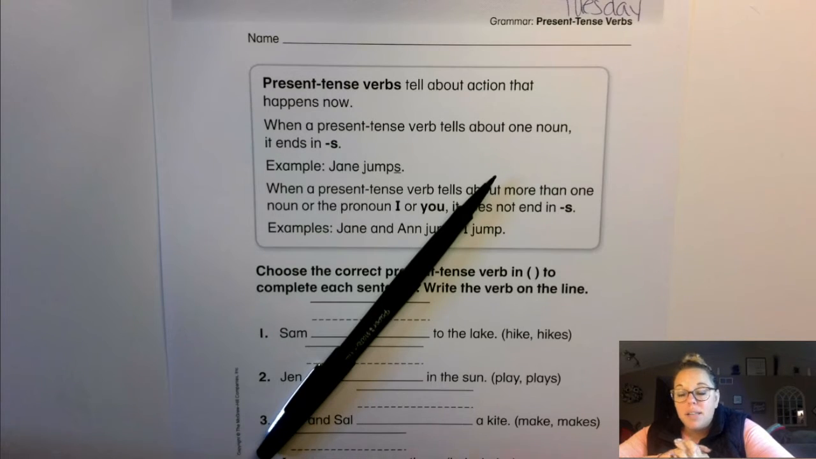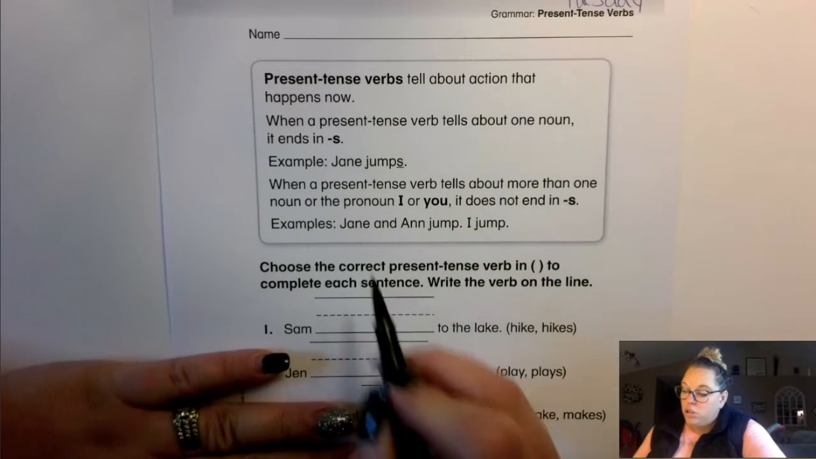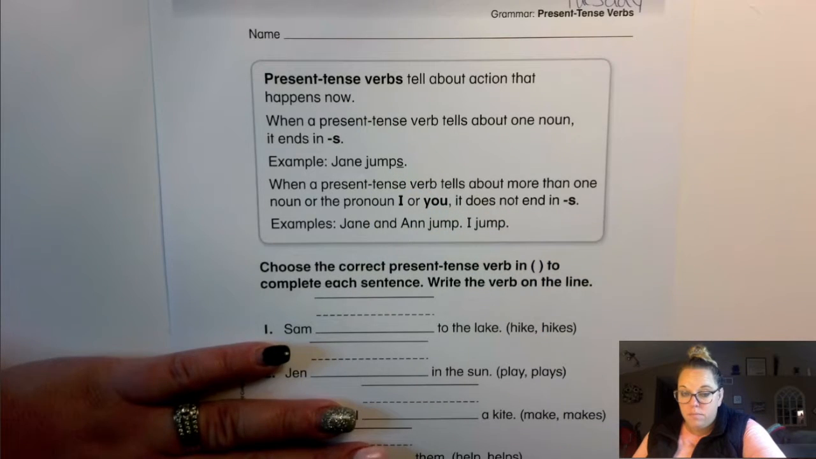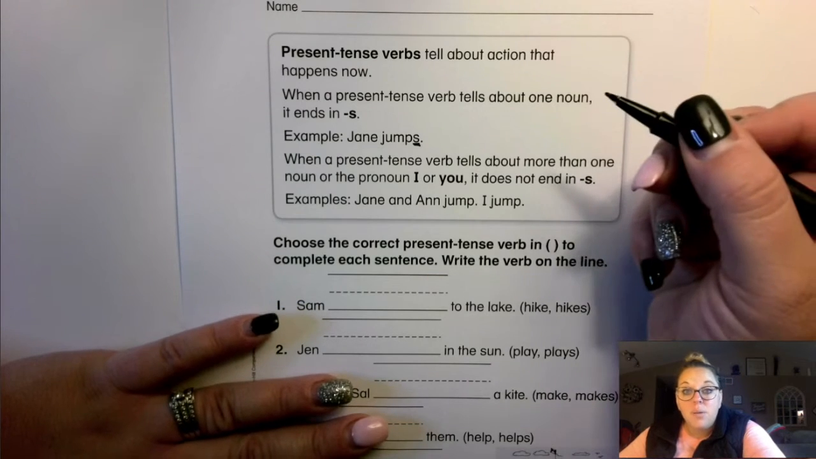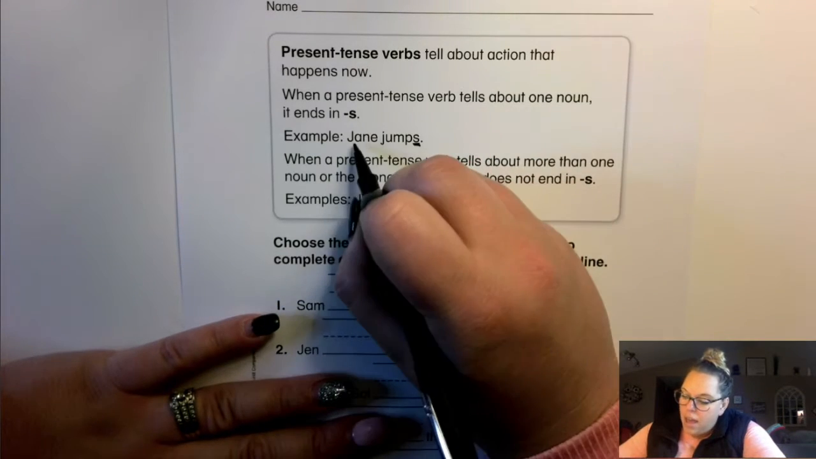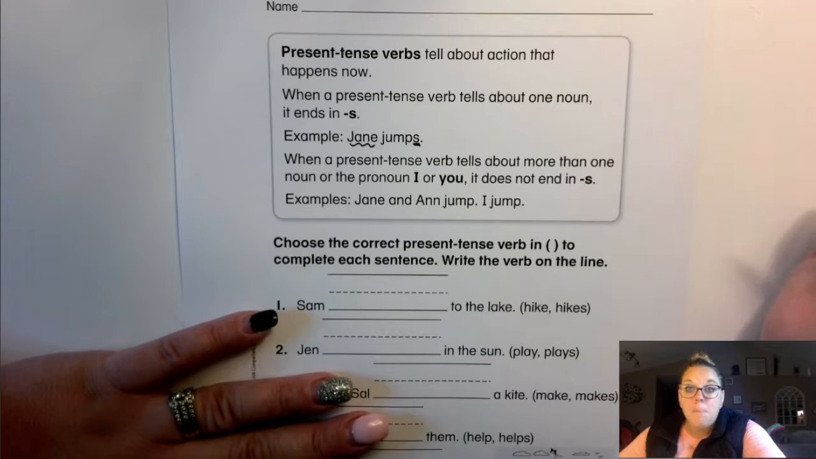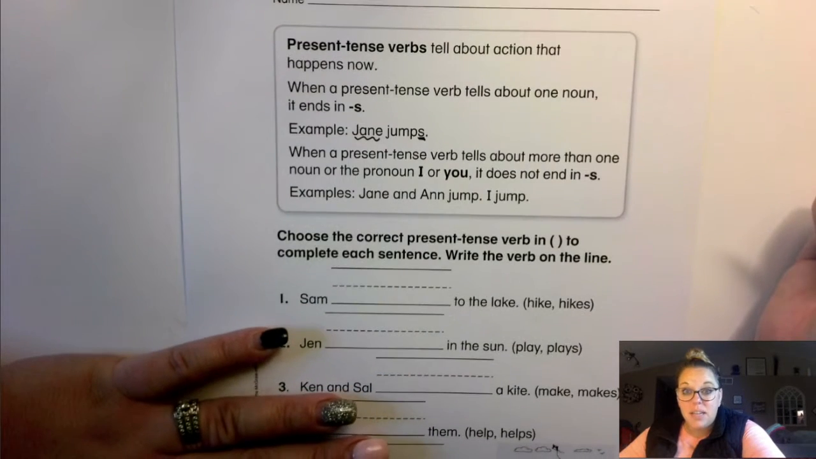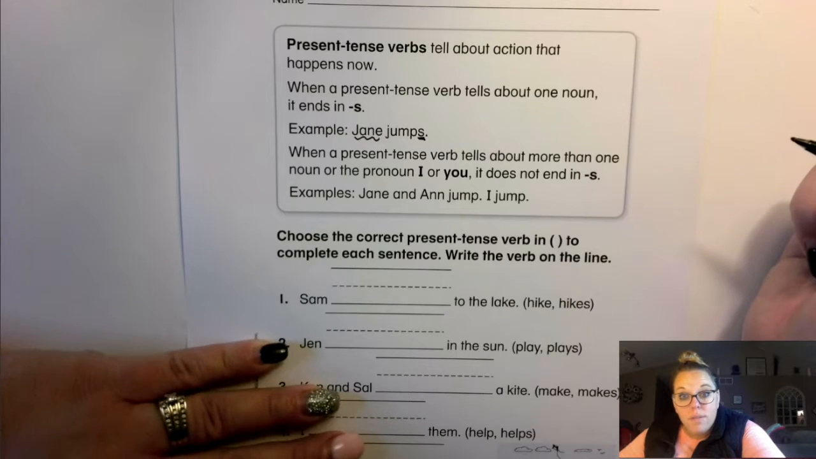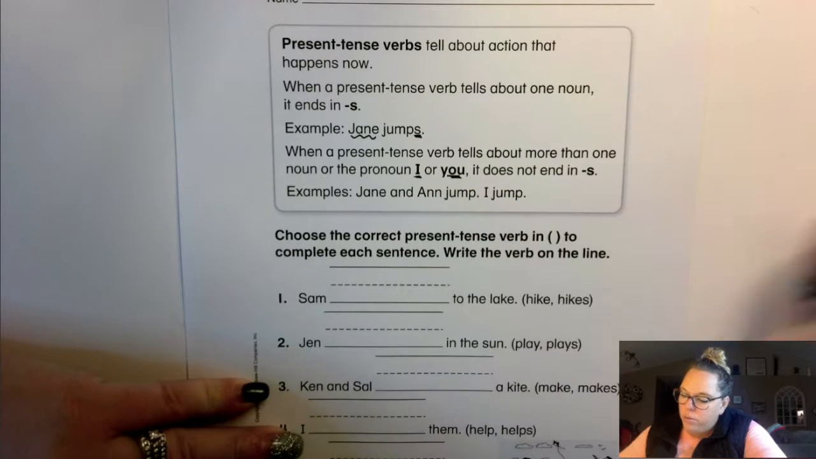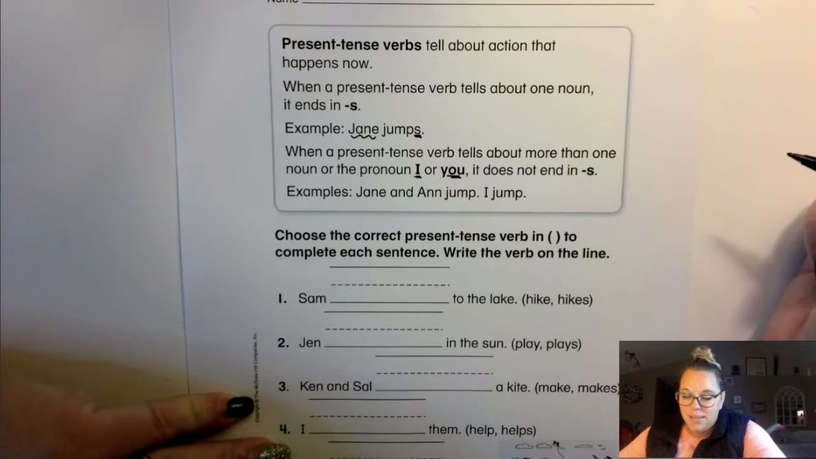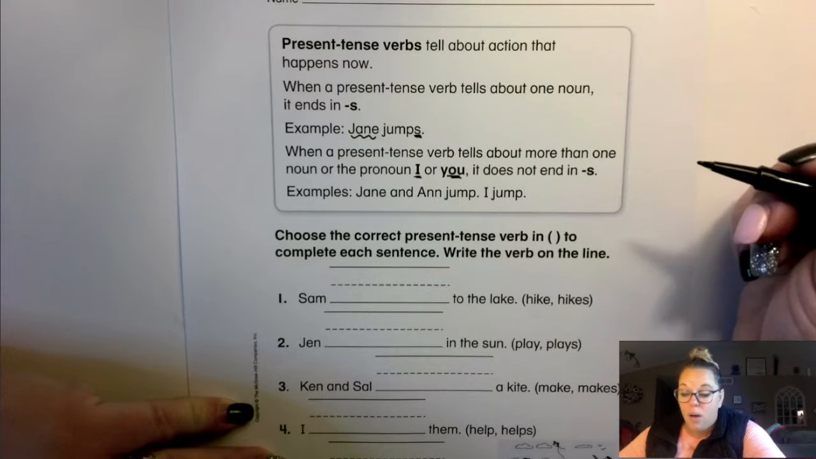So when a present tense verb is talking about one noun, it's going to end in S. Like Jane jumps. Jane jumps, the S at the end here tells me that it's present tense, and Jane is one person. But when we have a present tense verb that's talking about more than one noun, or if it has the pronoun I or you, it's not going to end in S. It's going to just stay the verb.